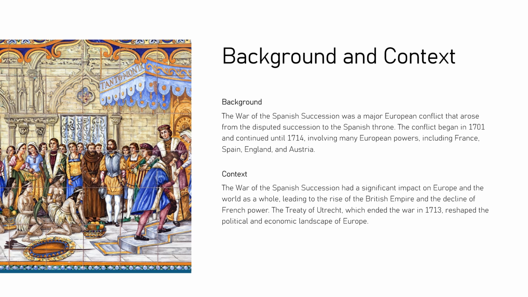Context. The War of the Spanish Succession had a significant impact on Europe and the world as a whole, leading to the rise of the British Empire and the decline of French power. The Treaty of Utrecht, which ended the war in 1713, reshaped the political and economic landscape of Europe.